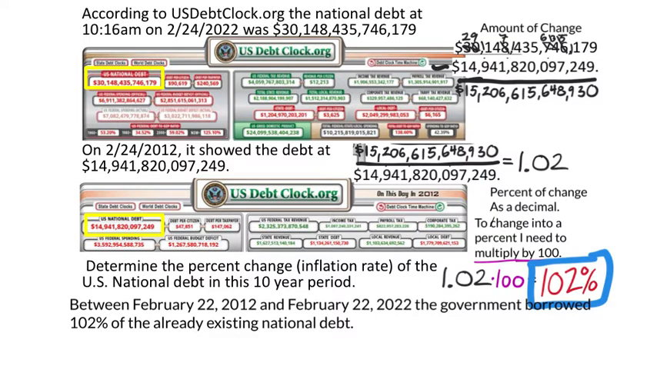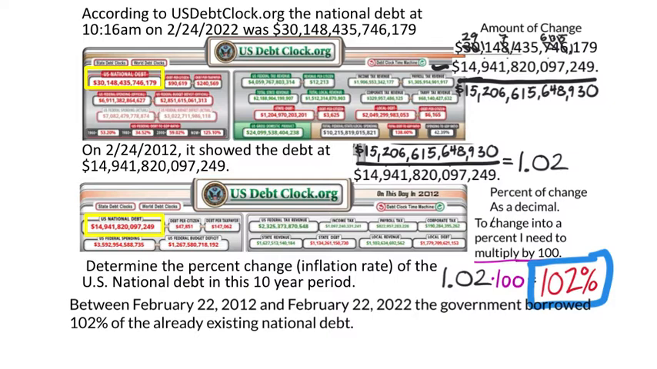Now, the interesting thing about this U.S. debt clock is that you can also see some other interesting figures that are given here, like the amount of debt per citizen, I guess for local and state.